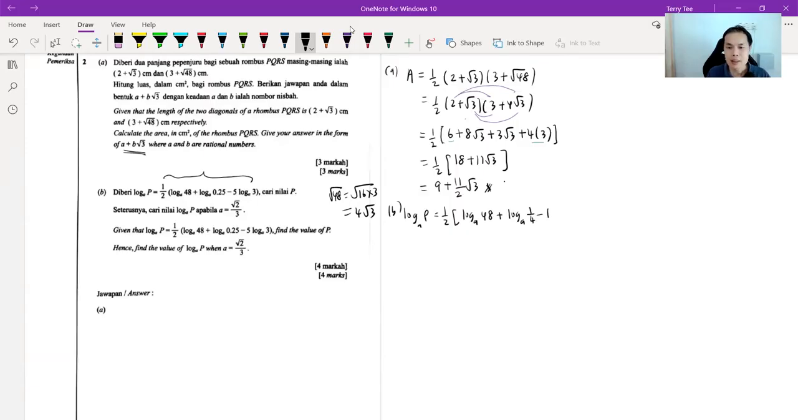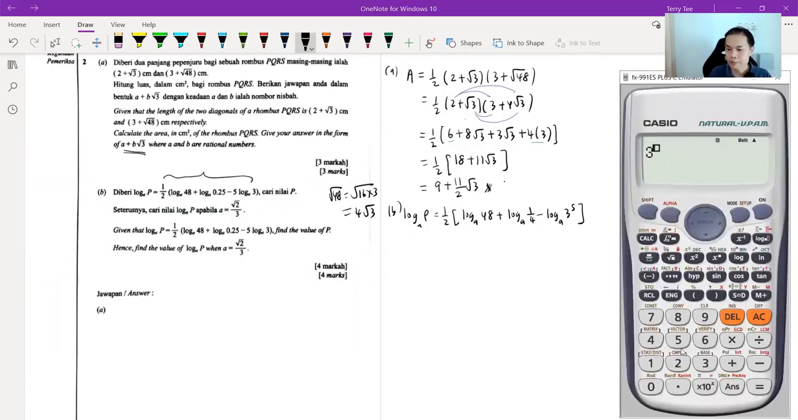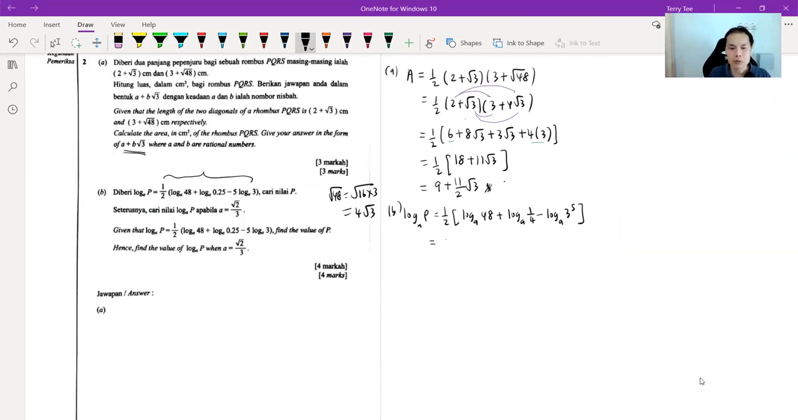And then minus the 5 you bring up, log base A 3 to the power 5. Okay, now you can use a calculator and write 3 power 5. Right? 3 power 5 is 243. You see that? You can choose to do that, right? I prefer to combine this. Okay, this will be log base A 48.